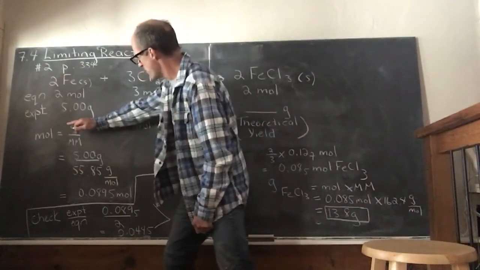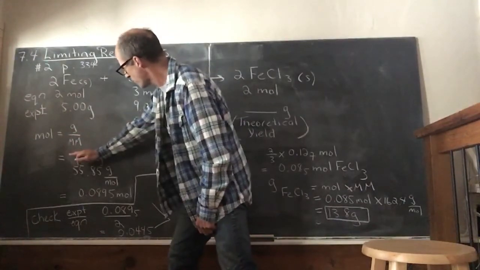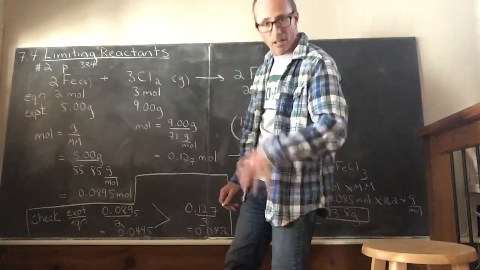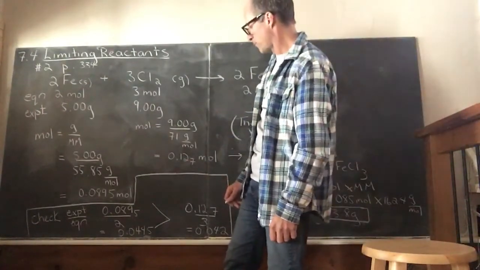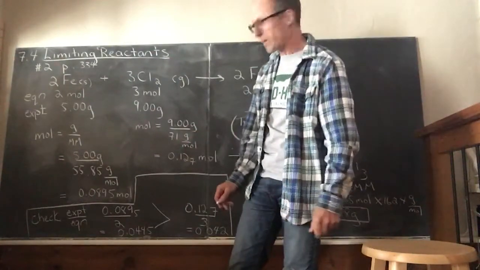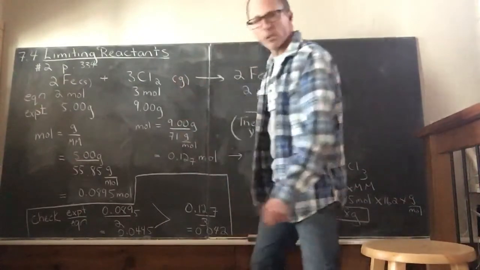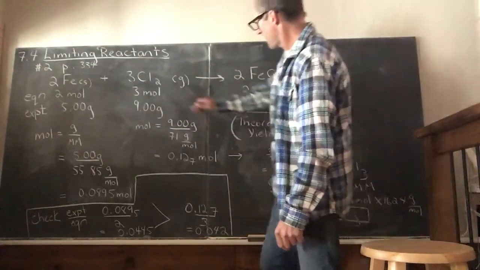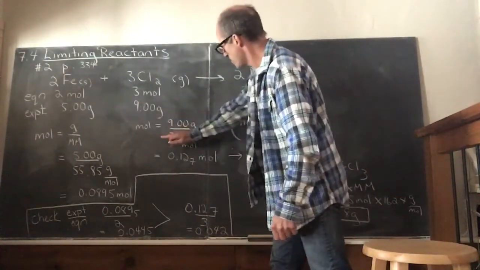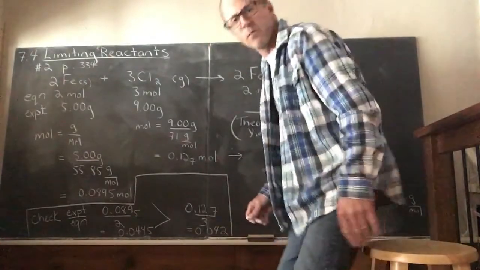The moles of iron available is equal to grams over molar mass. So that's 5.00 divided by the molar mass of iron, about 55.85 grams per mole. That gives us a pretty small number. It's 0.0895 moles. Now, when we look at the chlorine, you can see a similar process. We take our 9 grams that we start with, divided by the molar mass of Cl2. That gives us 0.127 moles.